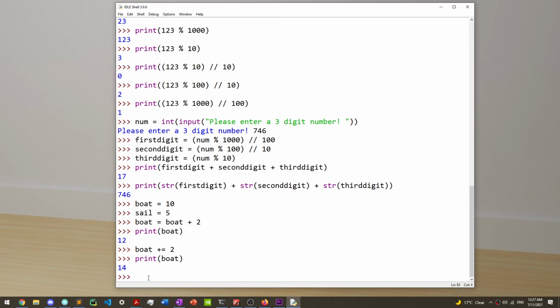All right, so the next thing we have is we can do the exact same thing with the subtraction sign. We can say boat minus equals 2.